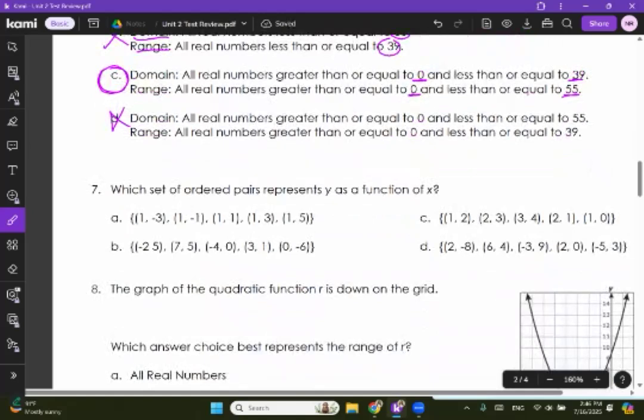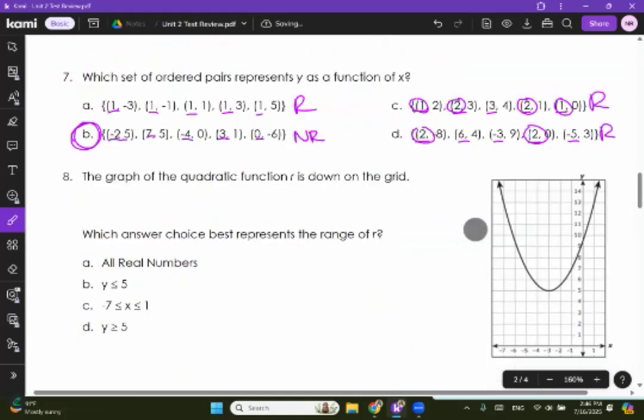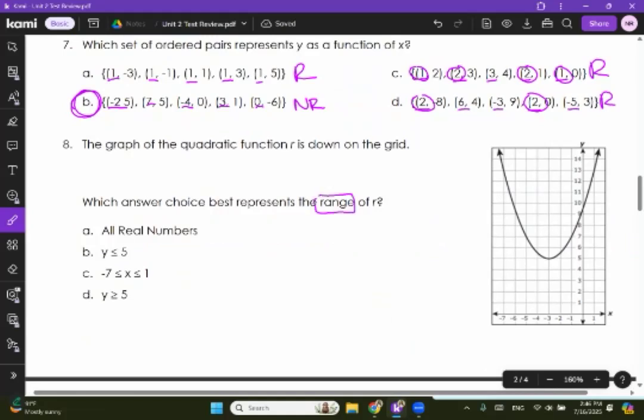Which one is a function? Which set of ordered pairs is a function? Well, we only focus on the x value. This one repeats, this one repeats. When it's a multiple choice question, just check to see if it repeats or doesn't. Does not repeat. 1, 2, 3, 4, 1, no, 1, 2, 3, 2, 1. Well, the ones and the twos repeat. 2, 6, -3, 2, negative. So the 2 repeats. You have 3 answer choices that repeat, one that doesn't. So there's your answer.